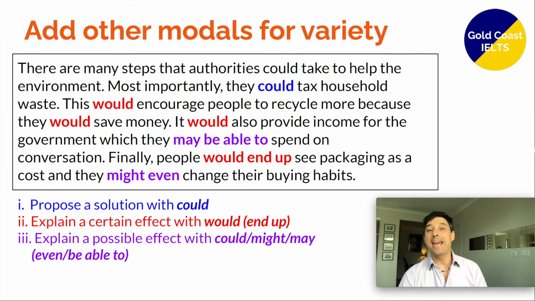So to make it even better, we could add a few other little bits and pieces here. So for our certain effect, we could add end up on the end of it, and that's just there in the last paragraph, last sentence. And we could also, instead of could, for the possible effect, we could also say might or may, and we could add even and be able to for that one, which is right there in the middle of the paragraph. So just read that one carefully by yourself to check out those little changes.